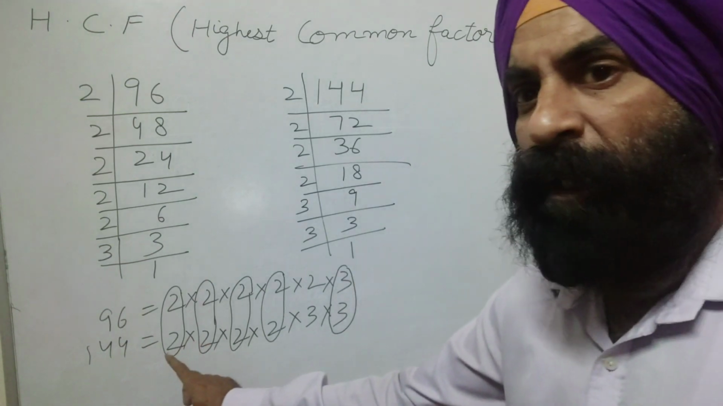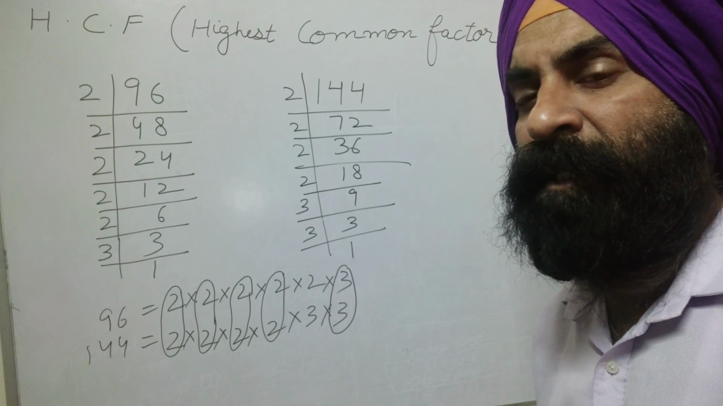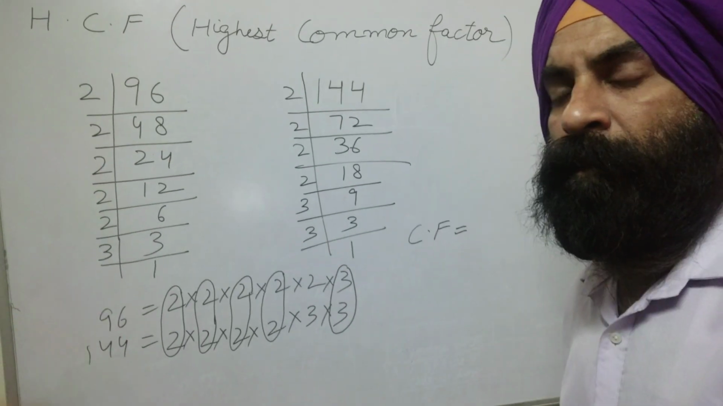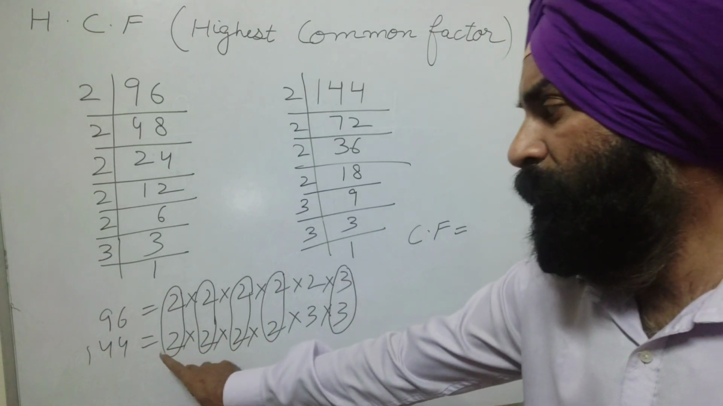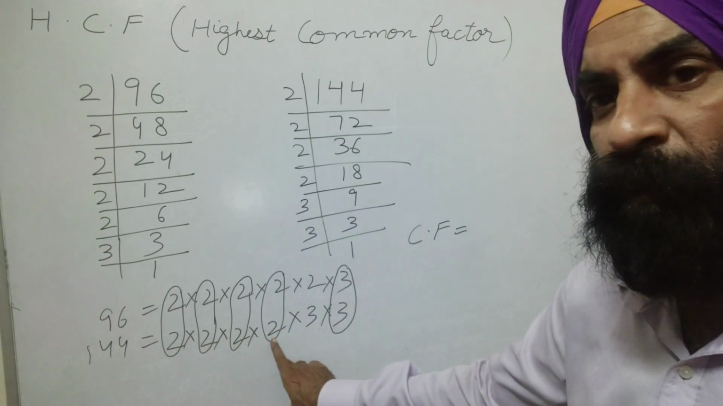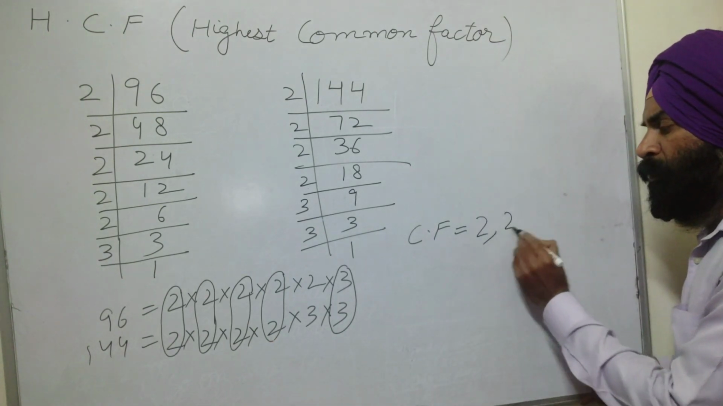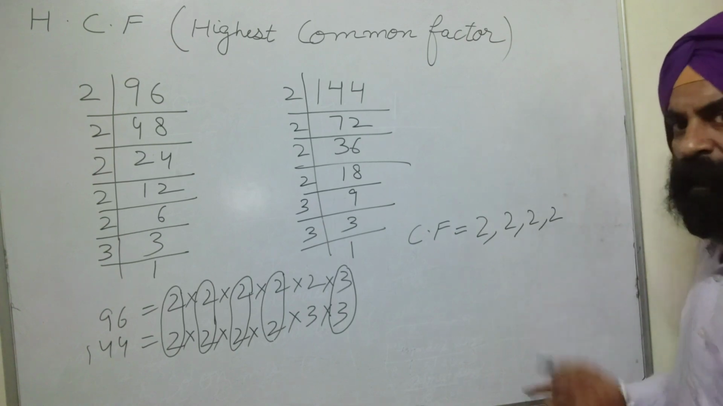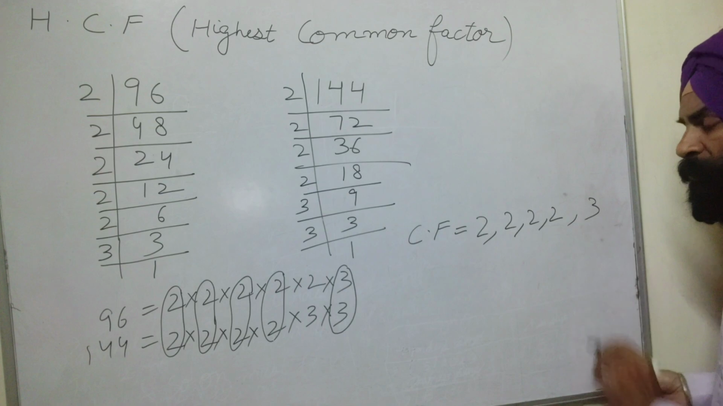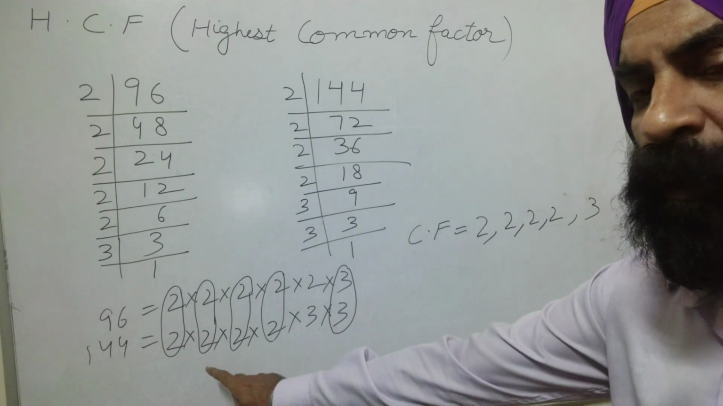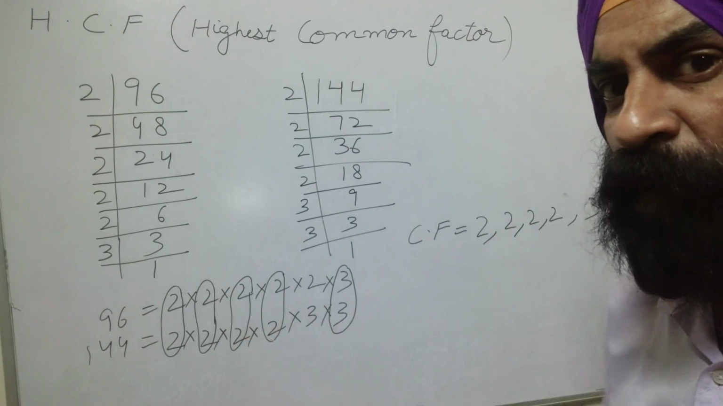So we'll choose one number from each pair and we'll multiply them all to get the highest common factor. First of all, I'll write one of each as a common factor. So 1, 2, 3, 4. 4 times 2 is common, so I can write here 2, 2, 2, 2. And 1 times 3 is common, so I'll write 3. So I get these common numbers from the factors of 96 and 144.